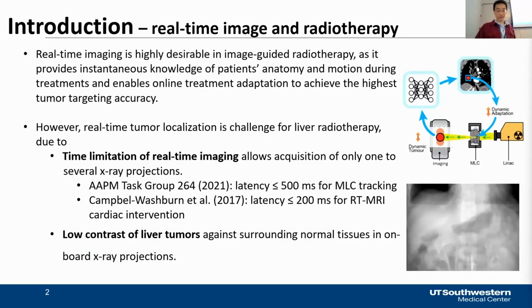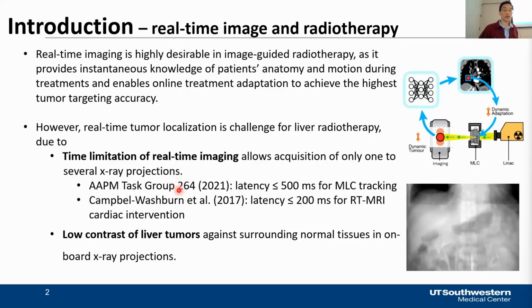Okay, because of cardiac or respiratory motion, the tumor can move, and that's what causes the uncertainty of the tumor position. This can lead to undesired results like damaging of normal tissue. So we need to monitor the tumors in real time. However, real-time imaging is challenging for two main reasons. The first reason is the time limitation of real-time imaging.